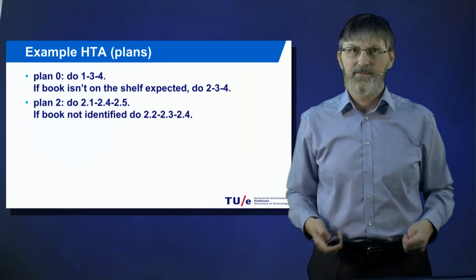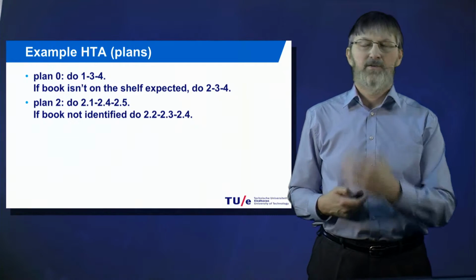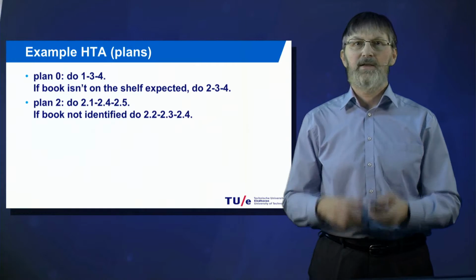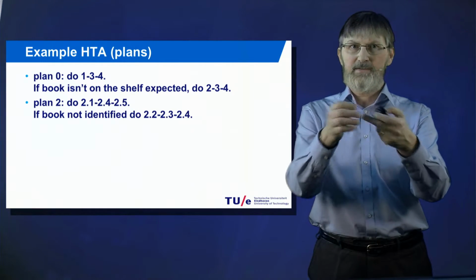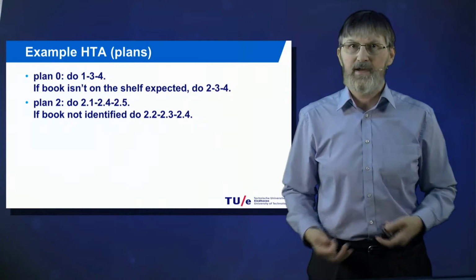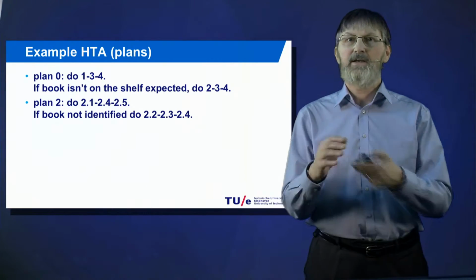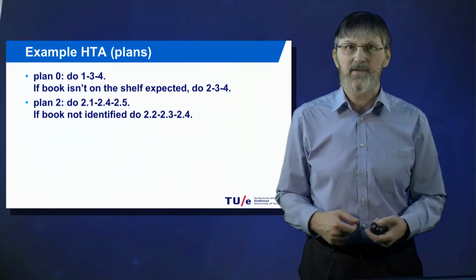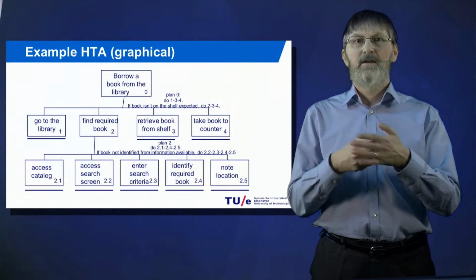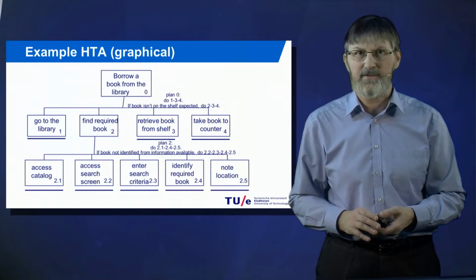A plan for step 2 can also be, I go to the system, I know what the book is, I just want to find the location. And so I know what the book is, I can enter the complete title, for instance. If the book isn't identified, maybe I remembered the title wrong, I can start a search using some keywords. And so I have yet another part of the plan. An overall picture of such a hierarchical task analysis is shown on this slide.